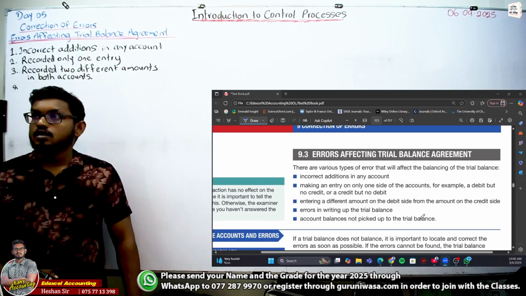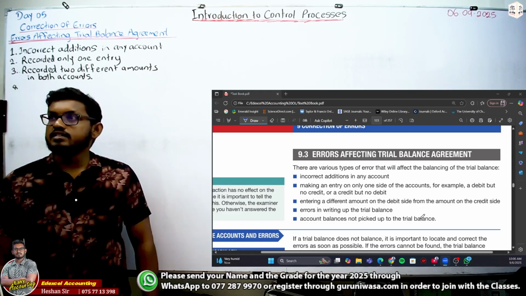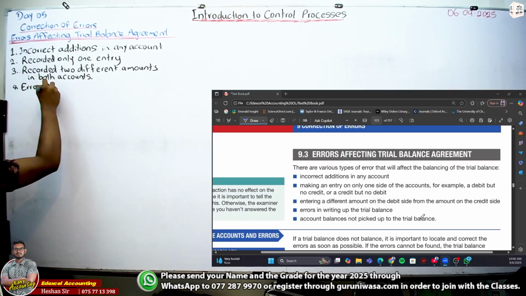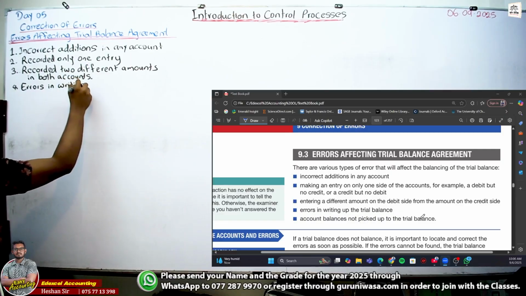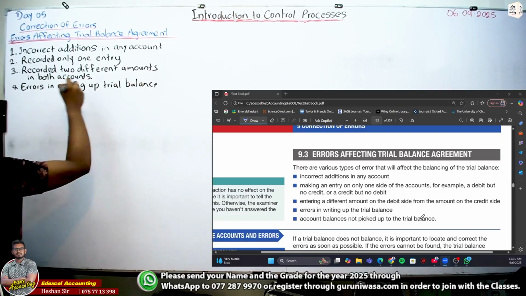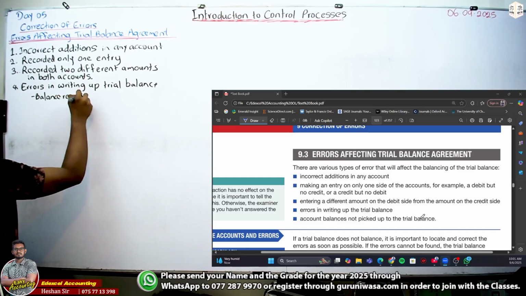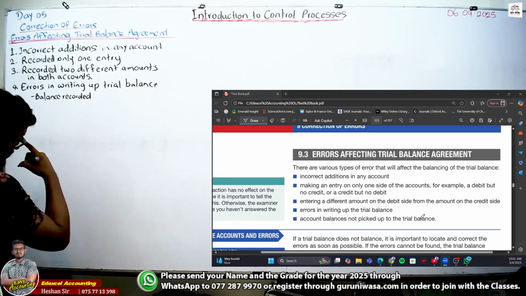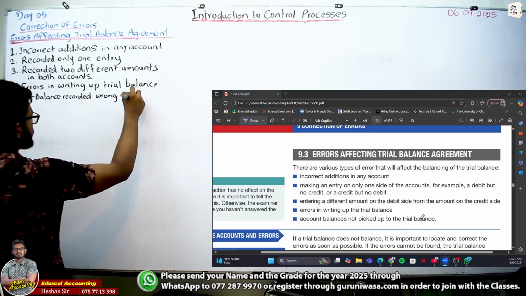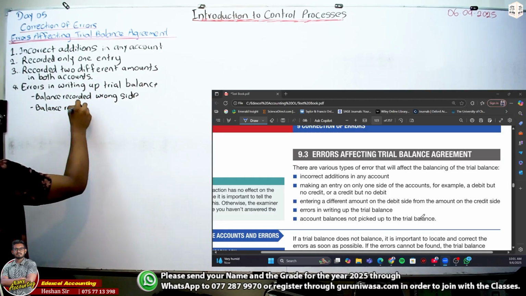Number four, errors in writing of the trial balance. You can write like: balances recorded on the wrong side, or balance recorded incorrectly.